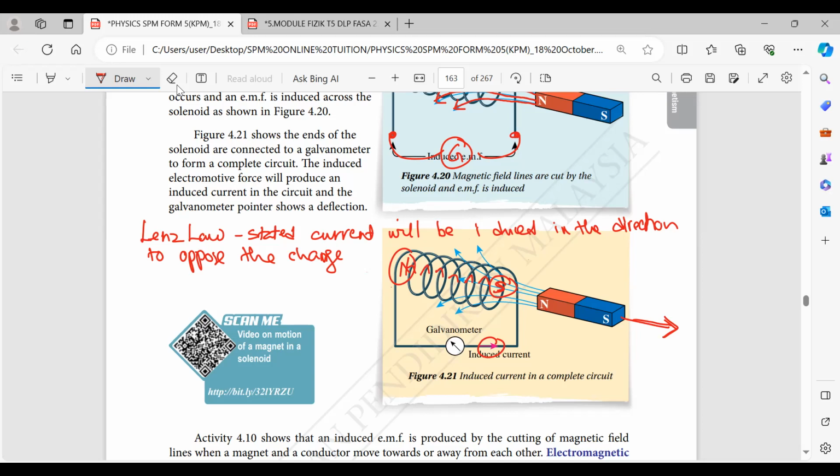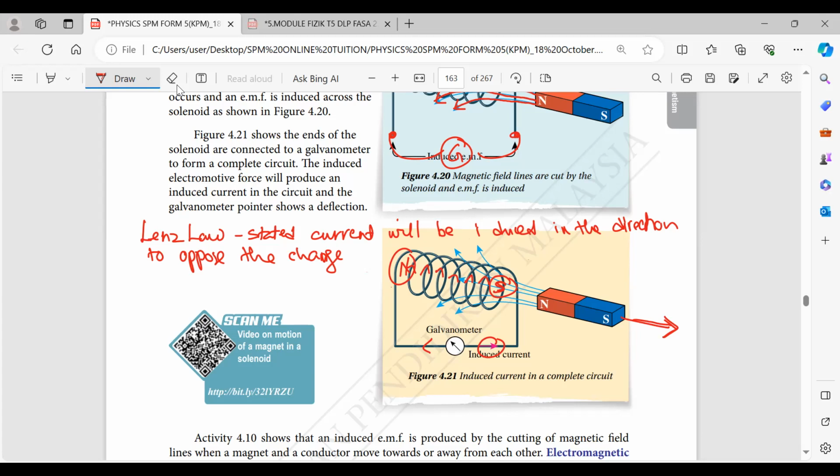So you notice that the current comes down here. So it will induce the opposite direction. So current goes in the opposite direction, to oppose the change. So that's how you find it.